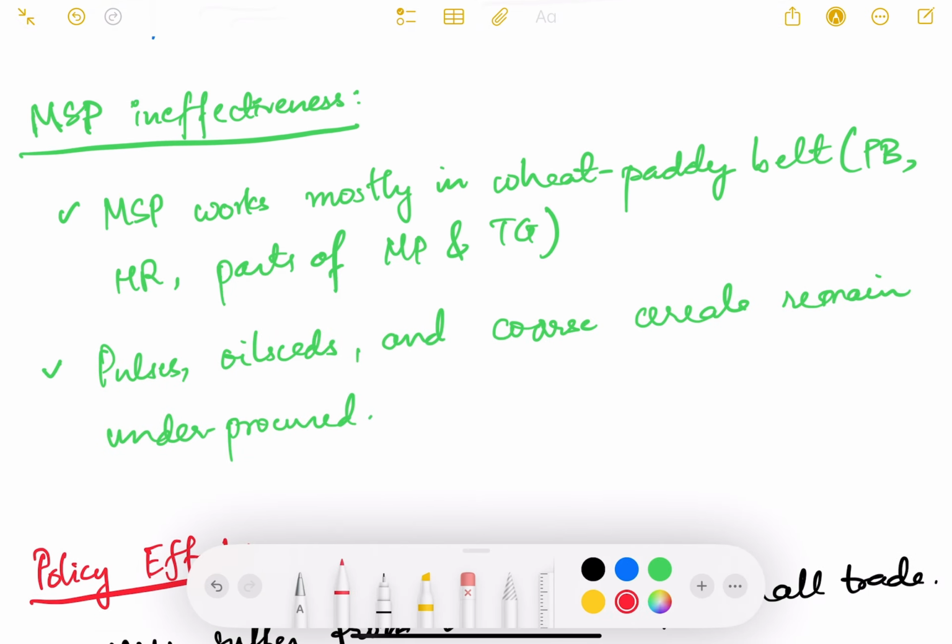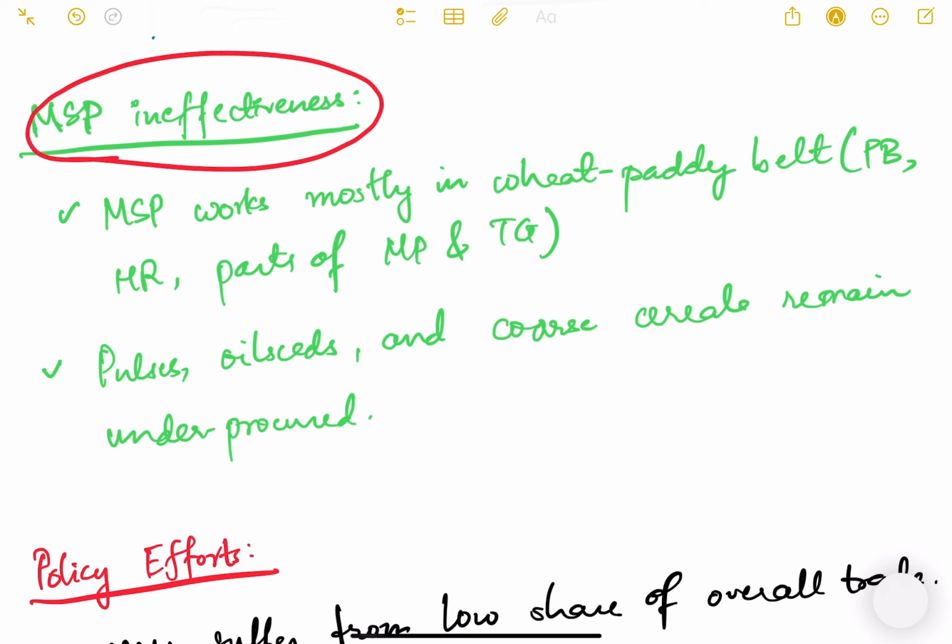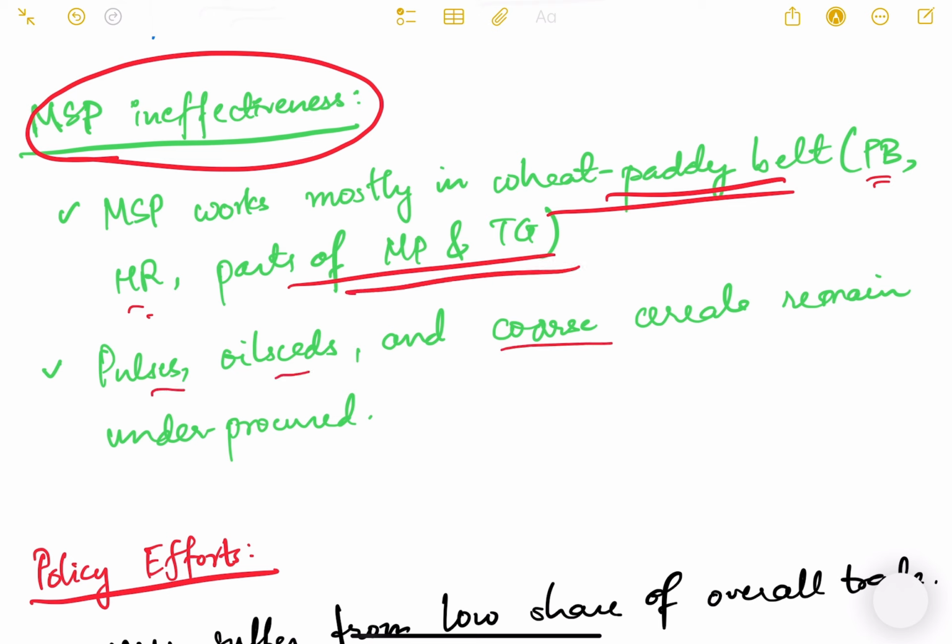Then there is some MSP ineffectiveness also. MSP doesn't always work. MSP works mostly in the wheat paddy belt only, Punjab, Haryana, parts of Madhya Pradesh and Telangana, and not for every crop. Pulses, oilseeds and coarse cereals remain under procured. So the government actually doesn't procure them. They only declare MSP, but actual purchase by the government doesn't happen.